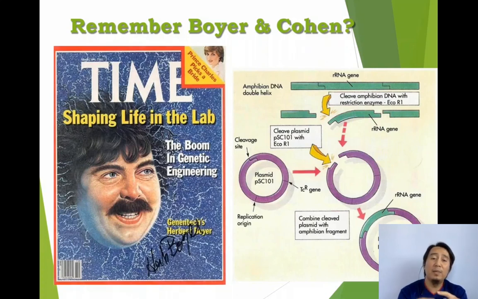So the first experiment that both of them conducted is this one. They used amphibian DNA double helix, from the frog Xenopus. They tried to cut out a ribosomal gene, ribosomal RNA, and cleave the amphibian DNA using restriction enzyme EcoR1. Once cut, they ligated the gene of interest, which codes for ribosome, into the plasmid. This is the original plasmid they prepared. We call it pSC101.